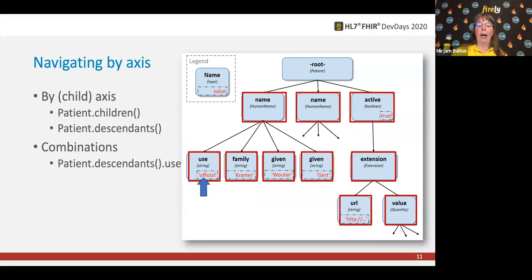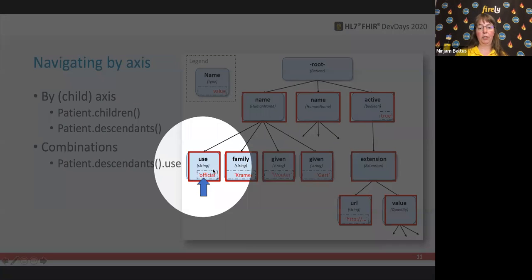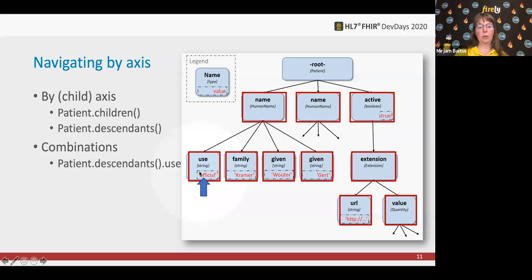If I want to have a specific bit that I am interested in, so in this case, I'm interested in a node called use, then I can just use patient.descendants.use in order to select that particular node out of the descendants. If I don't know exactly where that node will be, then this could be a good expression to use, and then you will get just that use part. So just this one will result from that expression.